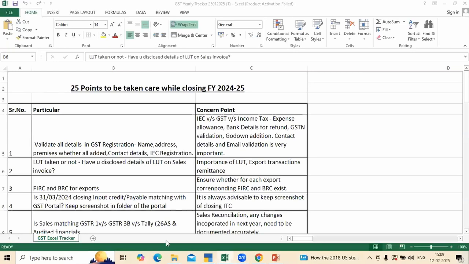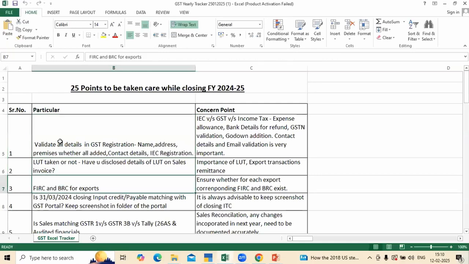Okay. So moving forward, till now we understood two points. First is validate all your credentials, validate all your registration. The second point is letter of undertaking. In case of exports, it is mandatory to take a letter of undertaking. If you have not taken it, take it immediately and ensure that the letter of undertaking number or letter of undertaking declaration is there in your sales invoice.